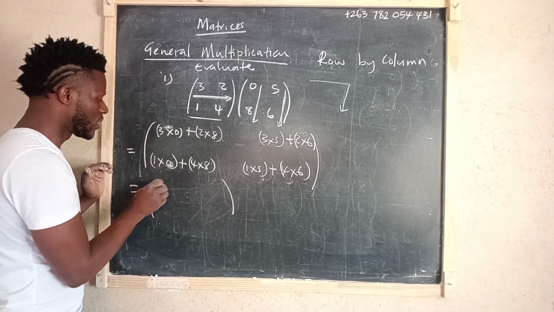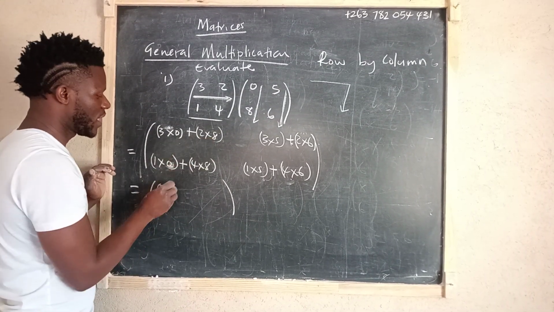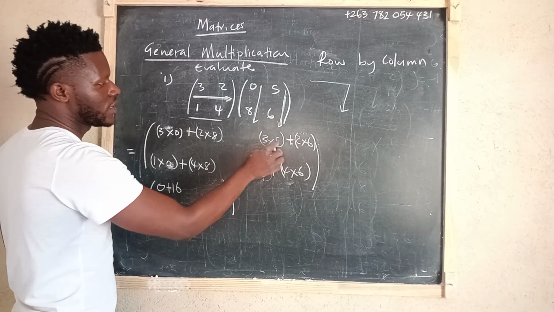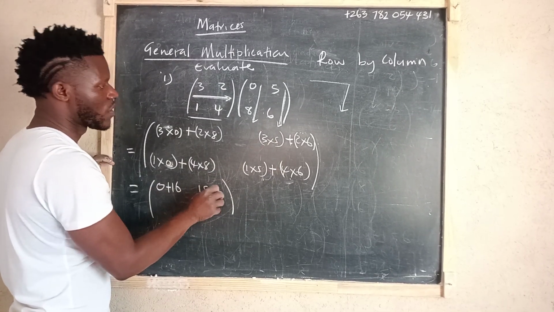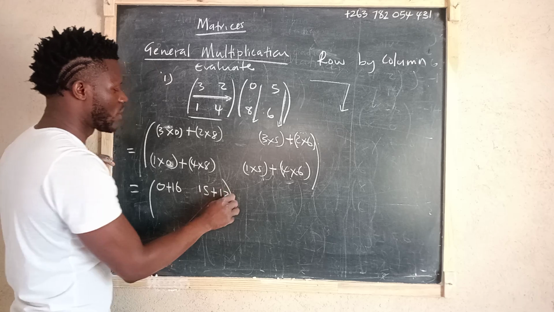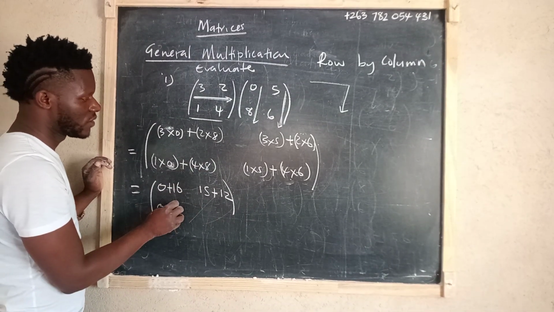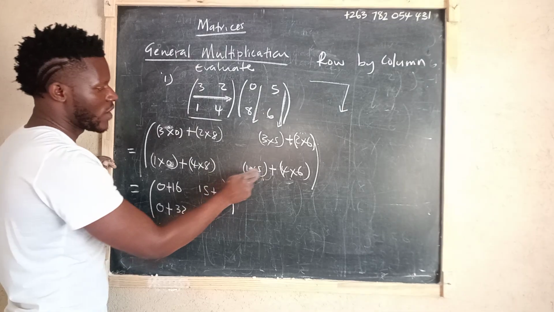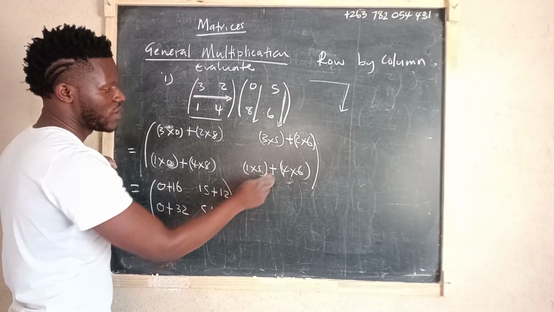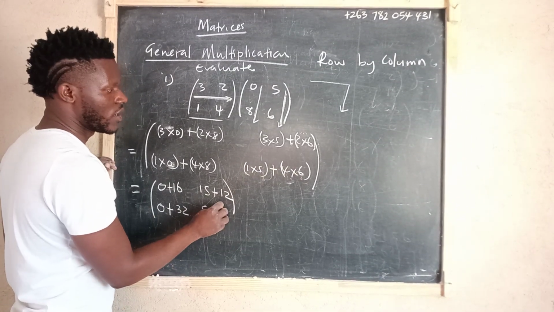3 times 0 is 0, plus 2 times 8, 16. 3 times 5, 15, plus 2 times 6, 12. 1 times 0, 0, plus 4 times 8, 32. 1 times 5, 5, plus 4 times 6, 24.